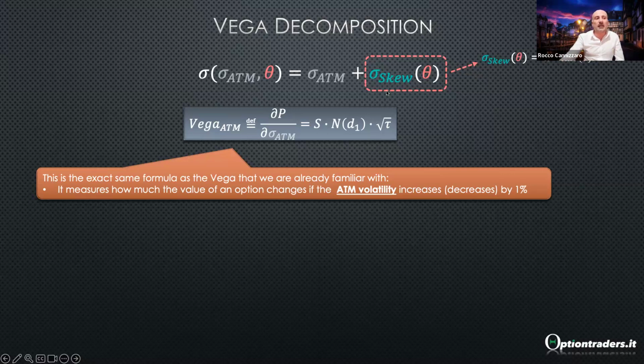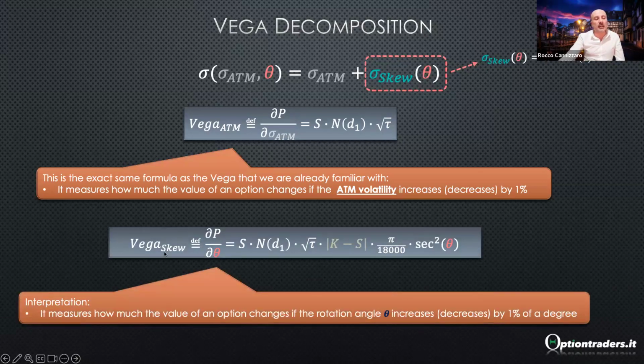But now let's do the same calculation for the second Greek. By doing a partial derivative with respect to the angle theta, the left part of the formula, the white portion here, is exactly the Vega as we know it, and the right side is the new piece that multiplies it and takes into account the rotation. So what is this formula giving us? What are we trying to measure here? Well, with the normal Vega, we were measuring what would happen if the volatility goes up or down across every single strike in the same way.